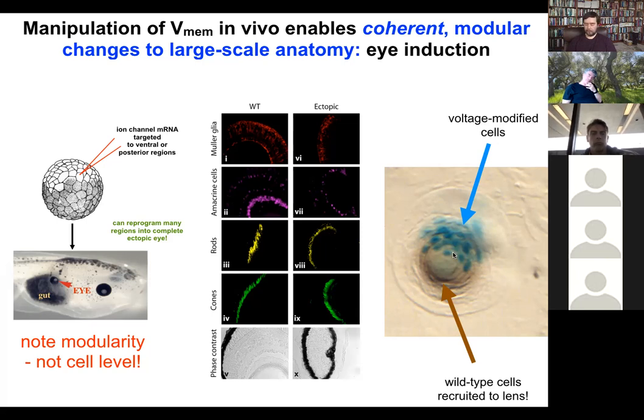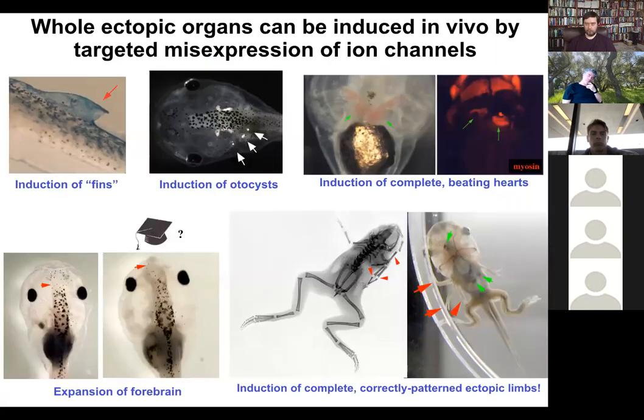Using these kind of false pattern memories, we can induce fins, although tadpoles aren't supposed to have fins. We'll get to that momentarily. You can get otocysts or inner ears. You can get ectopic hearts. Here you can see that. You can get ectopic forebrain. You can get new legs or new limbs.